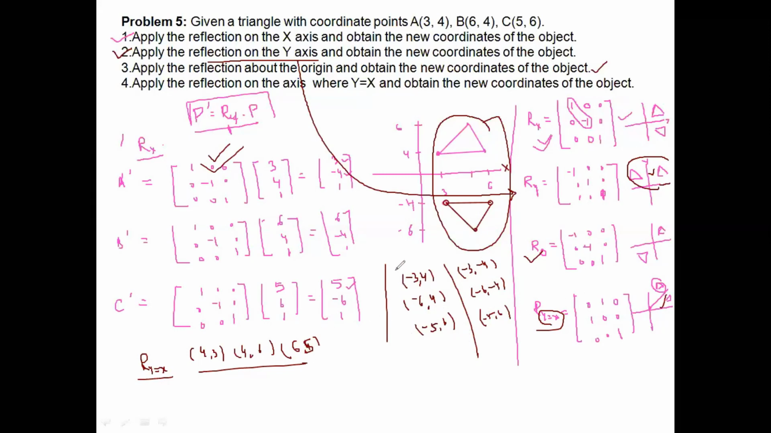In this, the new points are calculated. I have calculated them directly, but in examination you will not do so. You have to solve by putting the matrices related to that reflection, that is x, y, origin, or y is equal to x. Fine, so I hope you are able to understand how the reflection works. Now let's move ahead with another concept.